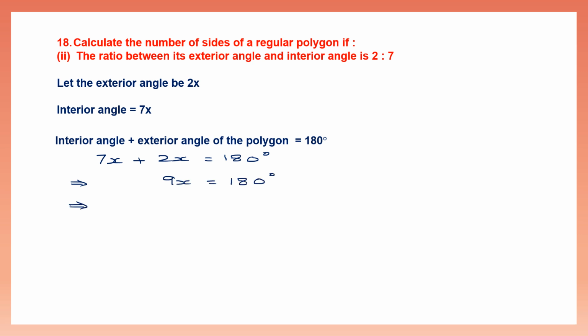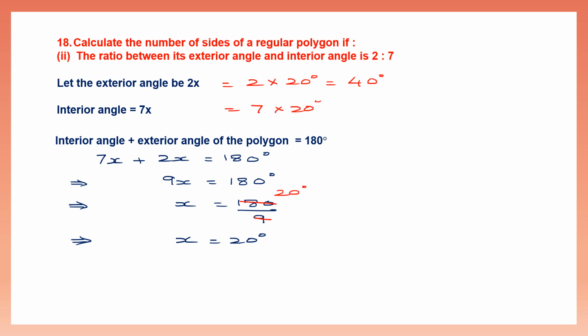So now we can find the value of x. x is equal to 180 divided by 9. And 9 into 20 will give us 180. So now that we have found the value of x to be 20 degrees, let's substitute it here. Exterior angle is 2x, isn't it? So that is 2 into x. x is 20 degrees. 2 into 20 is 40. Similarly, interior angle will be 7 into x. 7 into 20 degrees, which is 140 degrees.